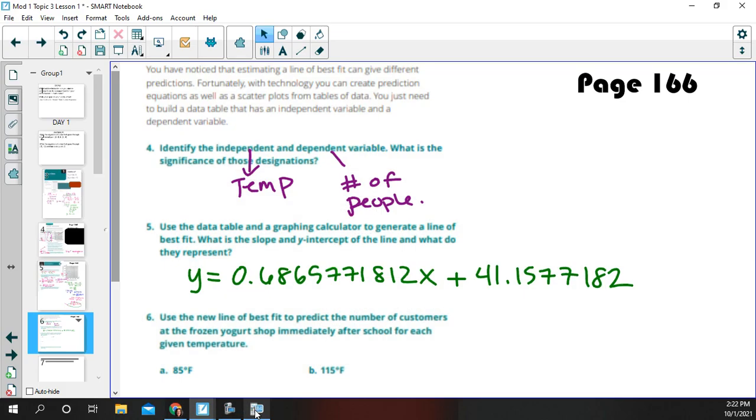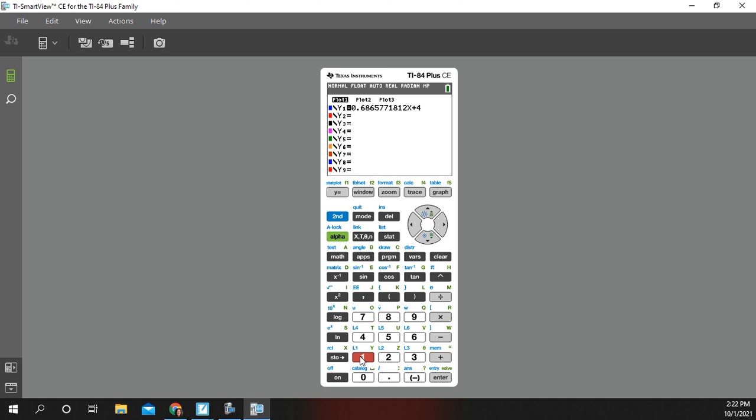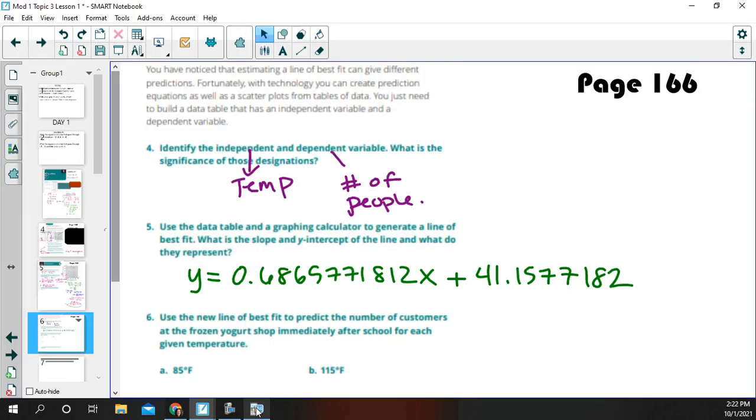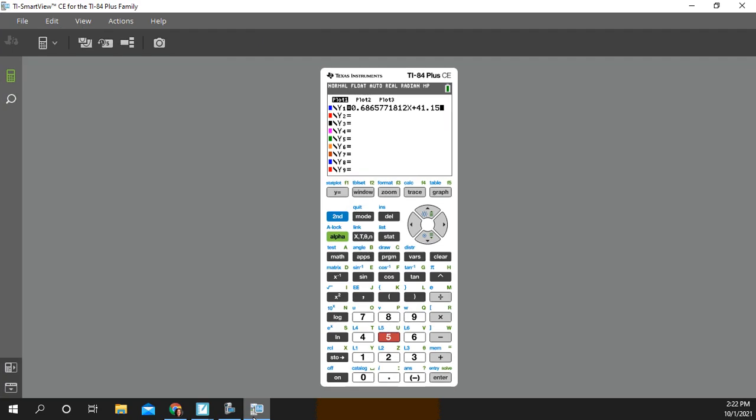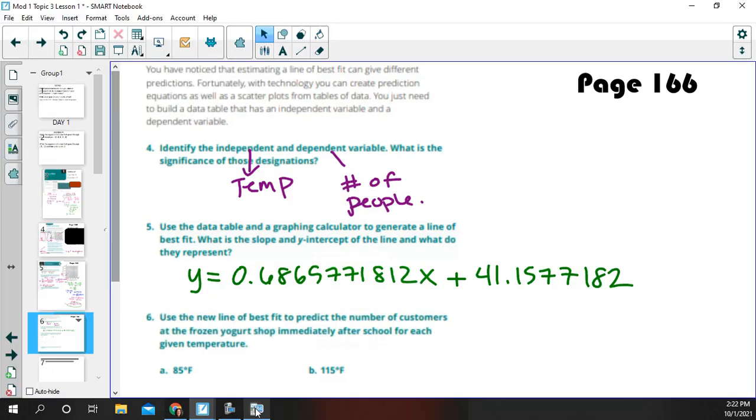And I'm going to add 41.1577182. And now if I press graph, that is the line that is the best fit to go through all those dots. Okay? So that's going to be the one that's going to have the strongest correlation.